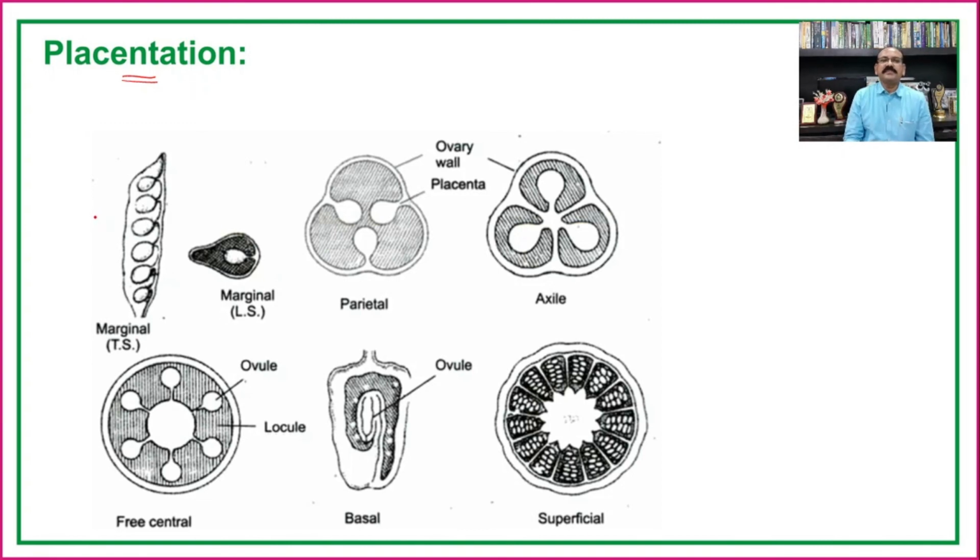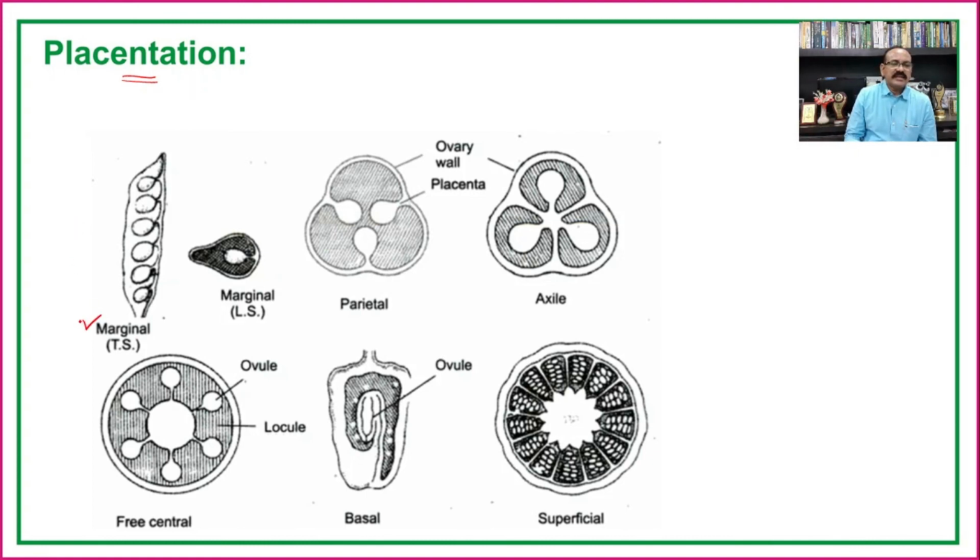It means if we see the development of the ovules inside the ovary, they are attached to the ovary by means of certain tissues, and those tissues are responsible for providing the food material to the developing ovules. That part is known as the placenta, through which the ovules are attached to the ovary. So on the basis of where that placenta is developing from, the wall of the ovary or inside the ovary, there are different types of placentation.